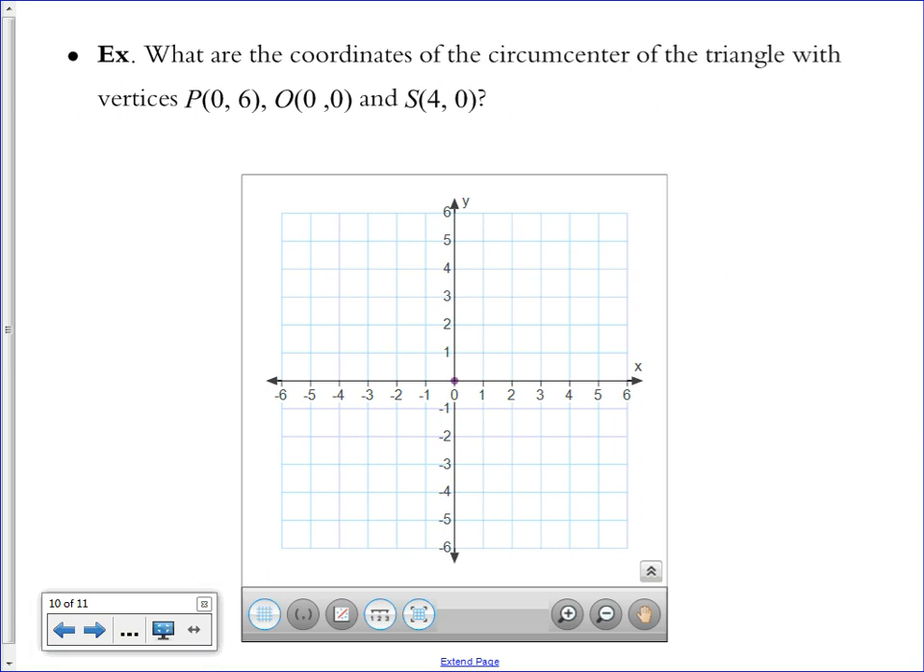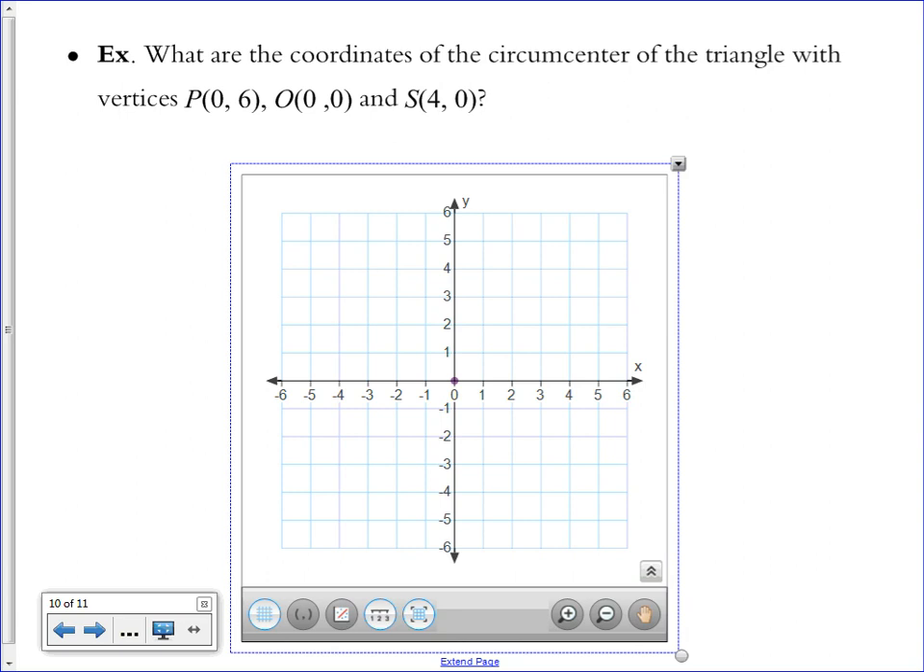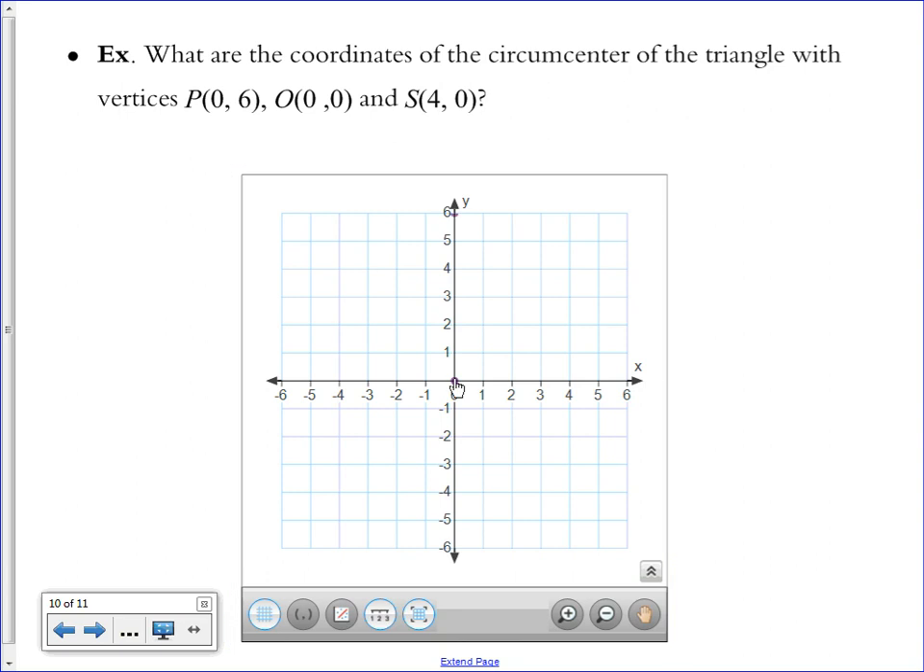And I want to put a point at (0, 6), which is up at the top here. I don't know if it's going to do that. Oh, yeah. And (4, 0). All right, so I've got my 3 vertices. I could draw the triangle that connects them. Hope it lets me draw on this. It does. Good. So here's the triangle that I'm trying to create the circumcenter in.